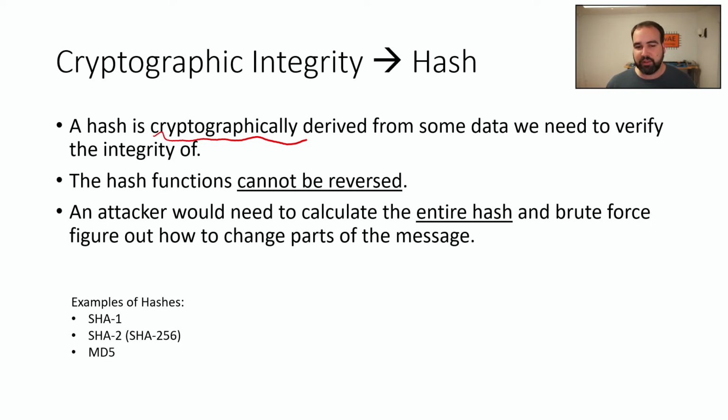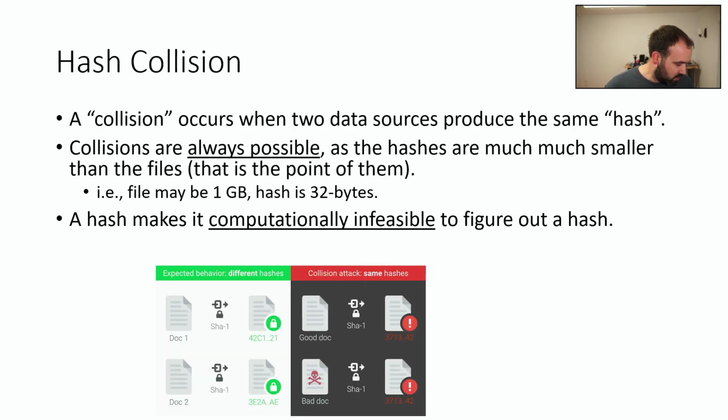Examples of hashes you might have heard of are SHA-1, SHA-2, MD5, and stuff like that. So all of these are secure hash algorithms. We have a collision. You might have heard about hash collisions. They occur when two data sources produce the same hash. So if you have two different chunks of data, they should produce different hash values. If they produce the same value, then we have a collision.